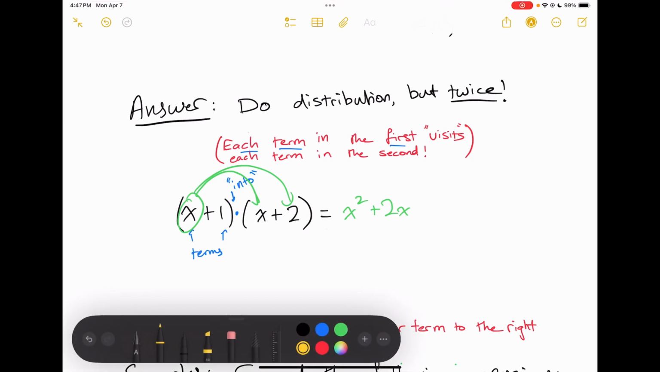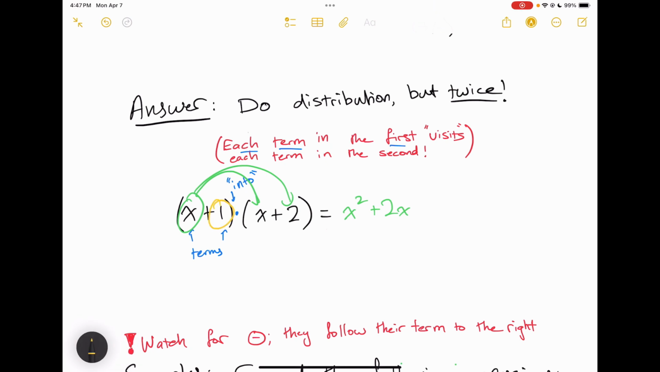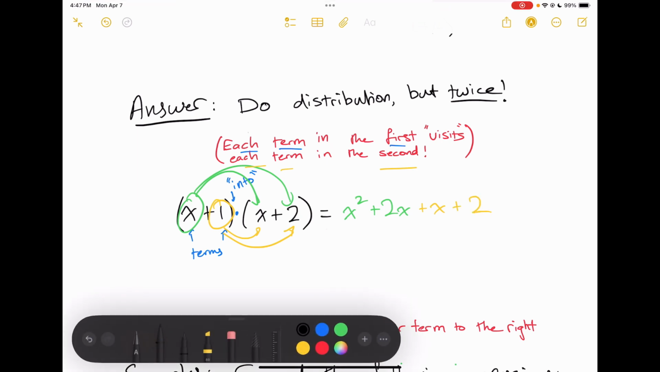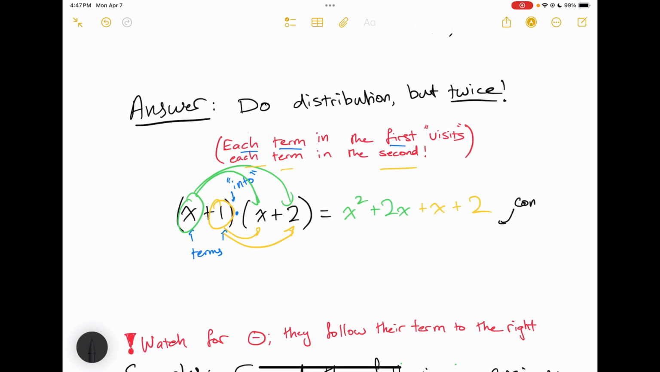That was one round of distribution, but wait, there's more. The second term that we deal with here is this 1. And that 1 is also going to visit each thing. So that was each term in the first, now visiting each term from the second. X visited both X and 2, and now 1 is visiting both X and 2. 1 times X is X, plus 1 times 2 is 2. We do have one last step right here, which is going to be to combine the like terms.